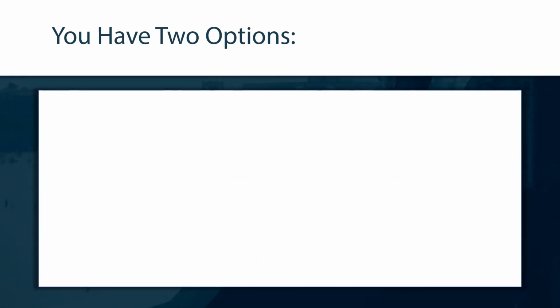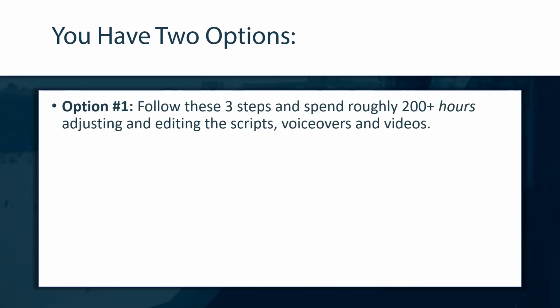So at this point, you have two options. Option number one is to simply follow these 3 steps and spend roughly 200 plus hours adjusting and editing the scripts, voiceovers, and videos manually to account for all the things which they cannot do right now themselves. Do this all manually.